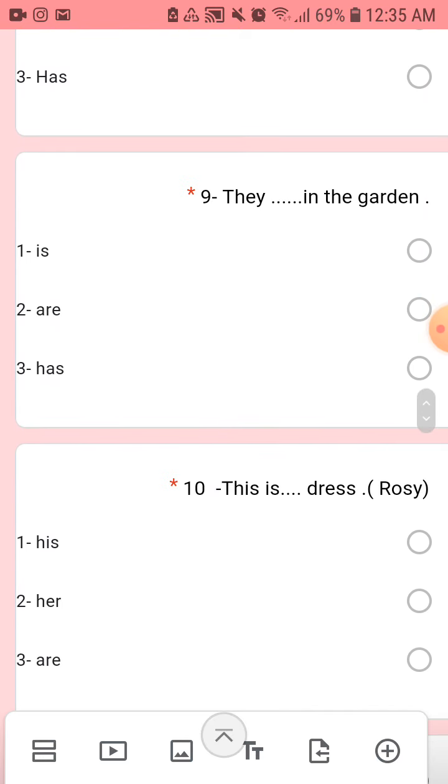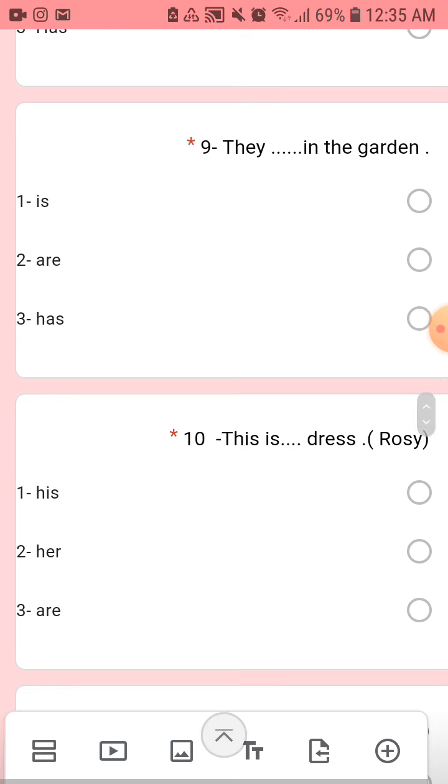Question 9. This is a sentence. They blank in the garden. Number 1 is, number 2 are, number 3 has.